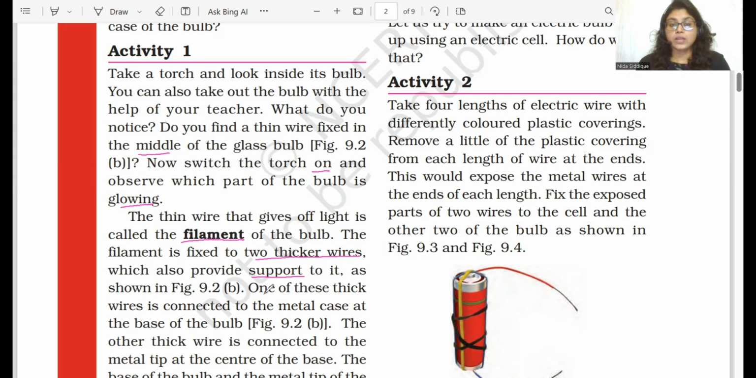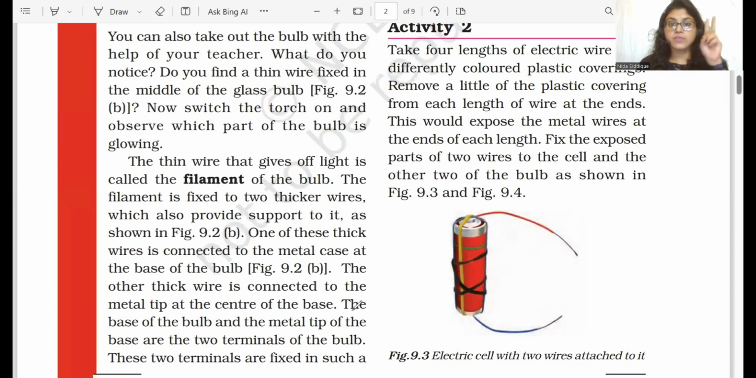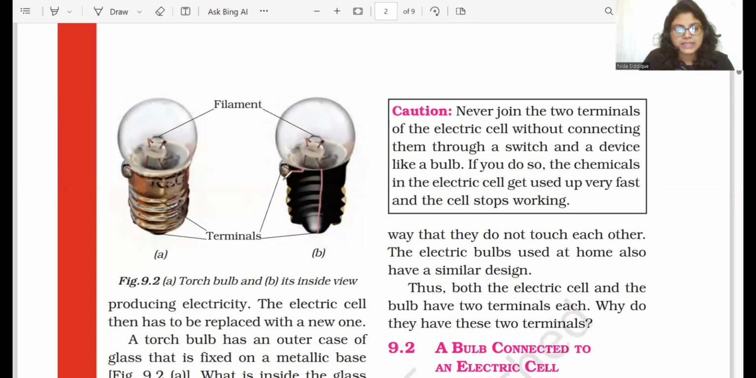Now, the tricky thing is that of these two thick wires, one wire will be connected to the metal case at the base of the bulb. Let me show you. So this is one of the thick wires. Where is it connected? It is connected to the base of the bulb, the metal case at the base of the bulb. And the second wire is connected to the metal tip at the center of the base. Let us look at the picture again. So this is the metal tip at the center of the base. So of the two thick wires, one is connected to the base and one is connected to the tip.